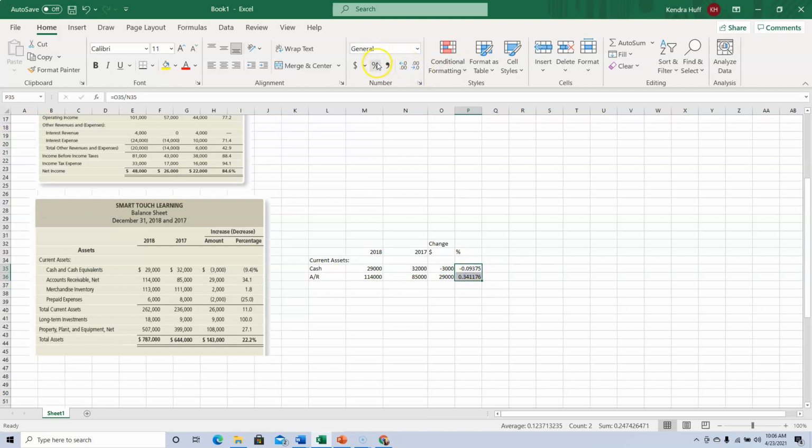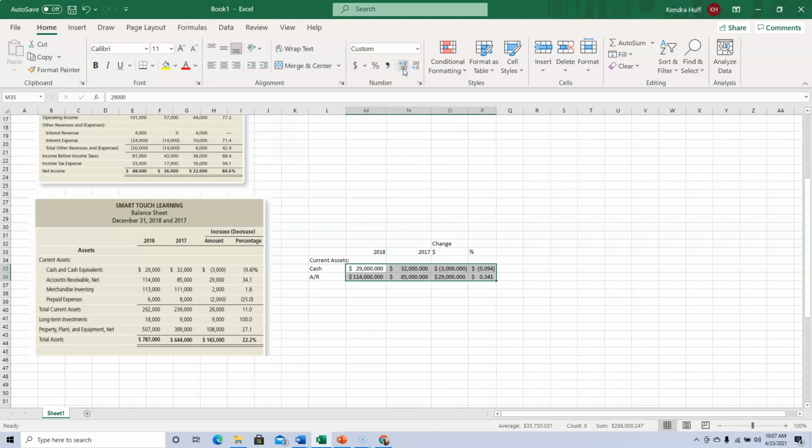Once again, remember these are percentages. Actually, what I'm going to do is make everything dollars and make this one a percent. I wanted to have the brackets, but oh well. I'm sure we could figure that out, but I'm not going to worry about it. But notice the percent is negative because it did decrease.